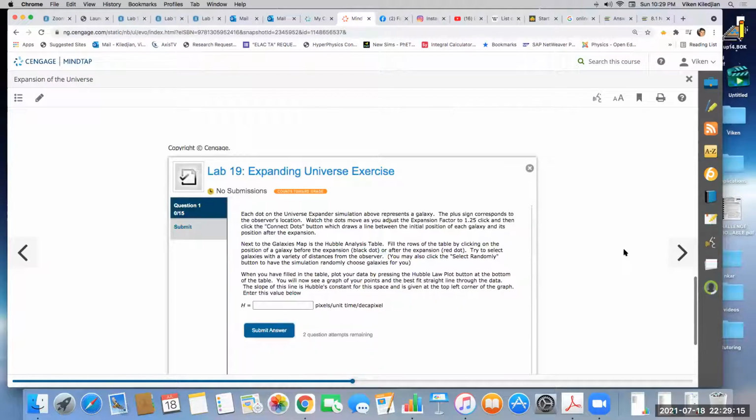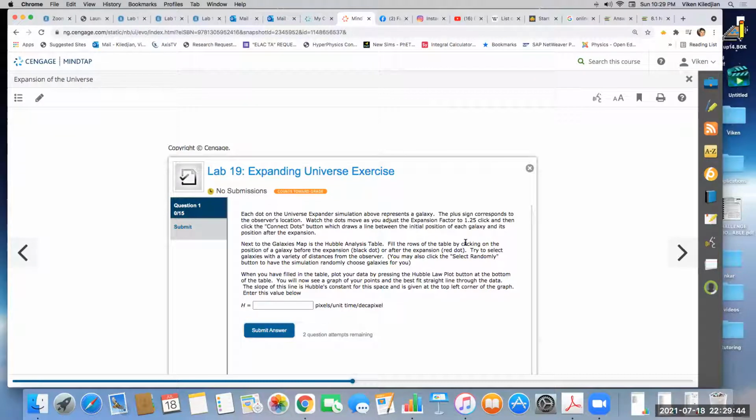Each dot on the universe expander simulation above represents a galaxy. The plus sign corresponds to the observer's location. Watch the dots move as you adjust the expansion factor to 1.25 and click. Then click the connect dots button, which draws a line between the initial position and its position after the expansion.